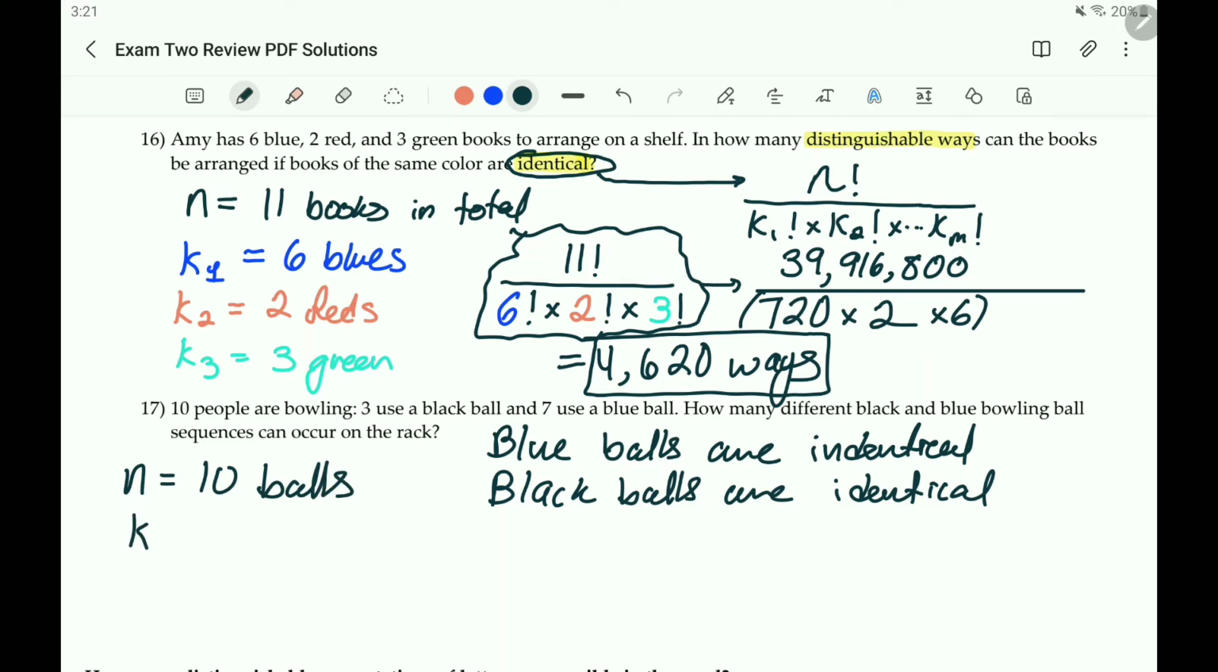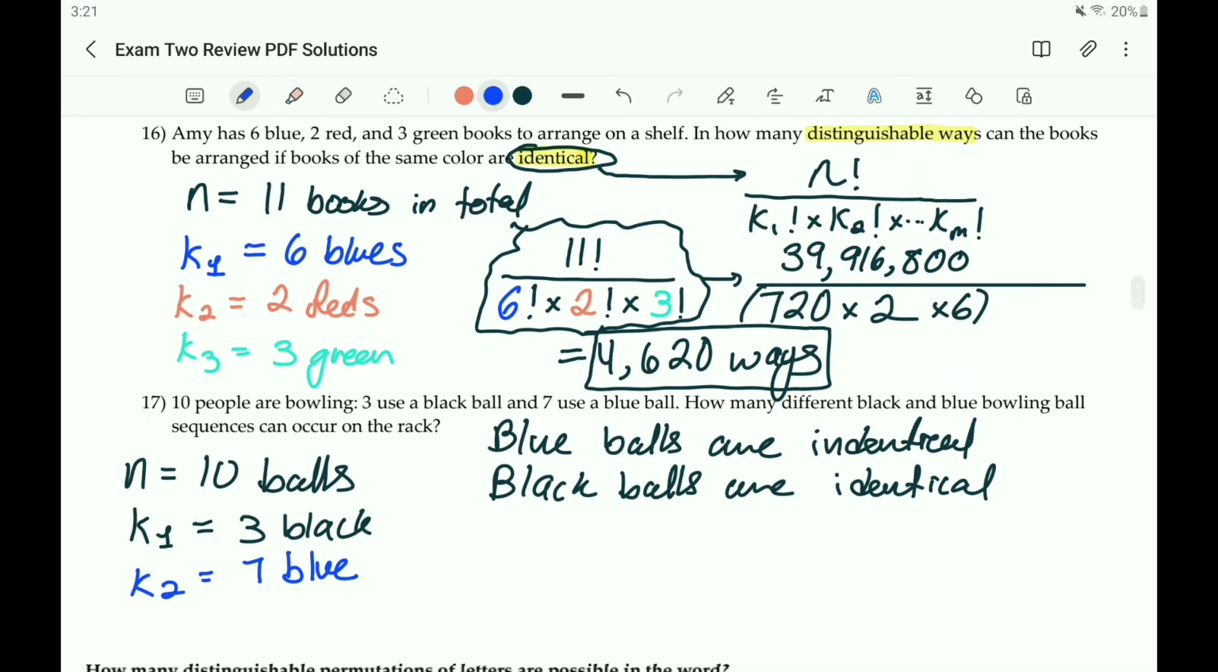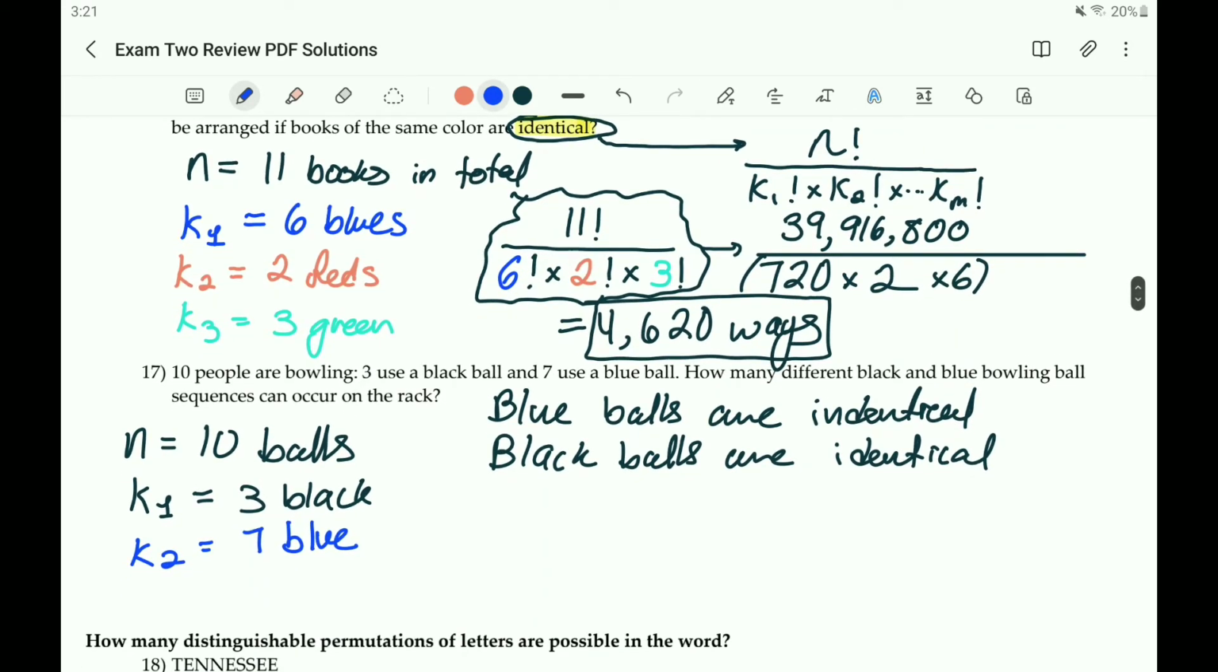K1 is going to be the number of black balls we have. We have 3 black balls. K2 is going to be the number of blue balls we have. We have 7 blue balls. To find how many ways we can arrange the sequence of balls on the rack, we're going to use our permutation formula for identical objects. That is going to be 10 factorial divided by K1, which is 3, so 3 factorial, times K2, which is 7, so 7 factorial.